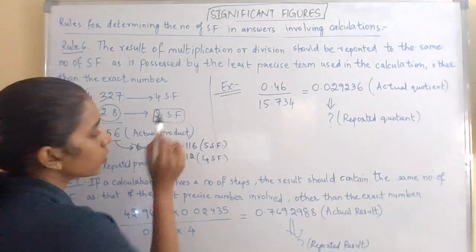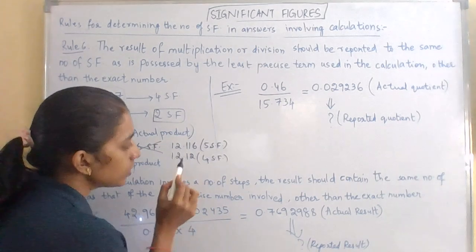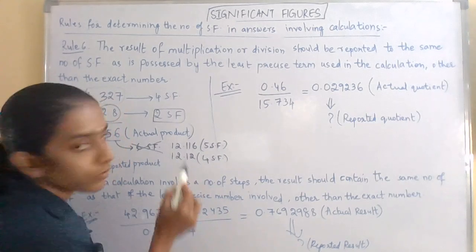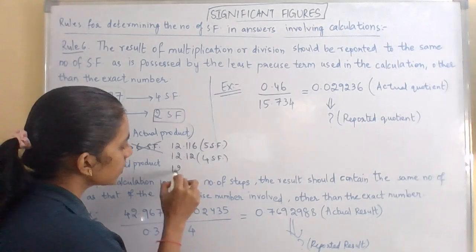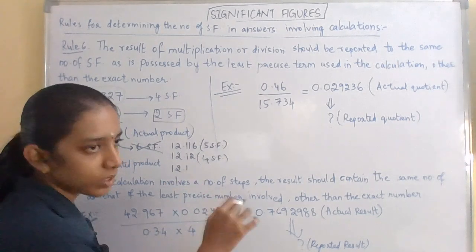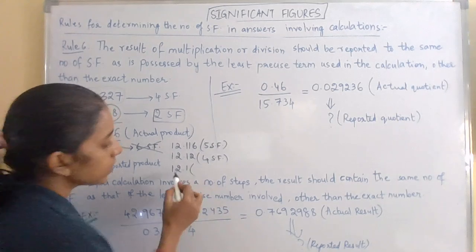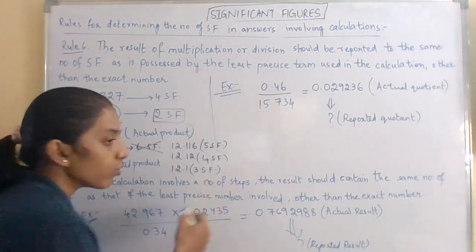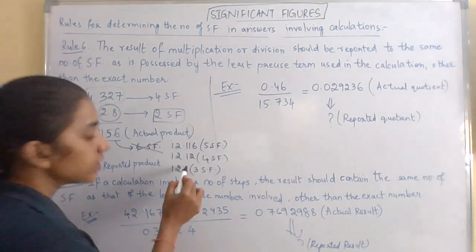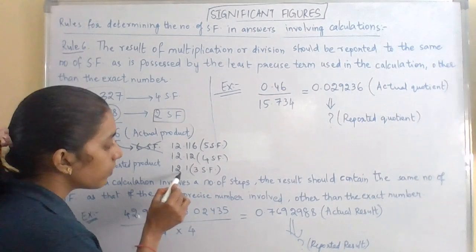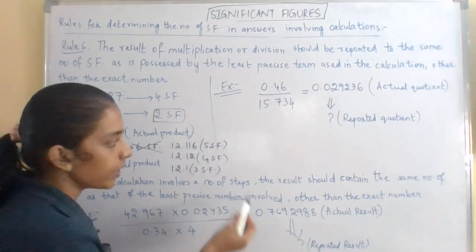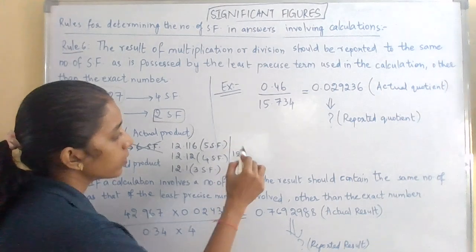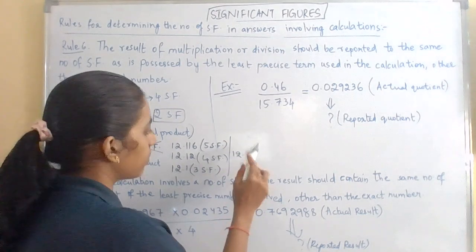Now, we want 2 significant figures. Again, 2 is less than 5. The before digit is taken as it is. No change. It is not increased by 1. The number of significant figures in 12.1 is 3. We have to again round it off. 1 is less than 5. So the before digit will remain as it is. So the reported product is 12.